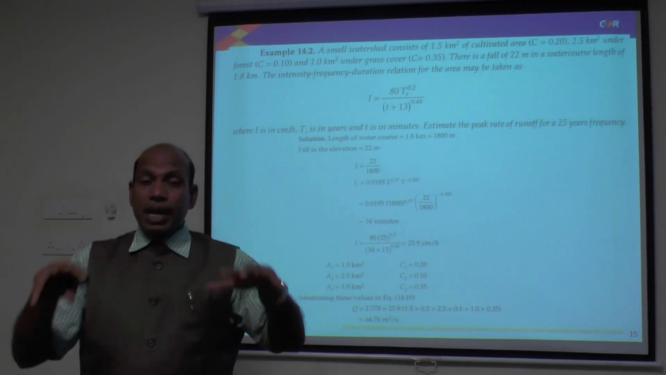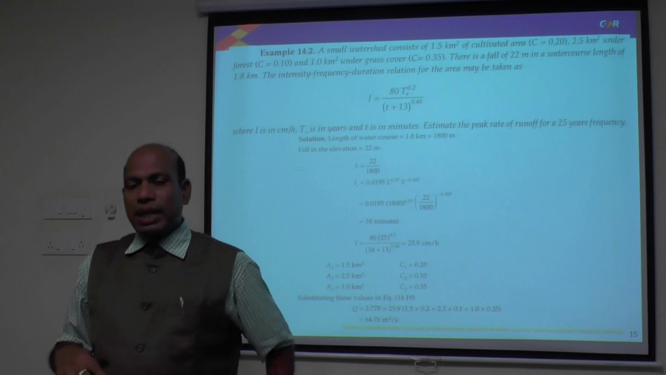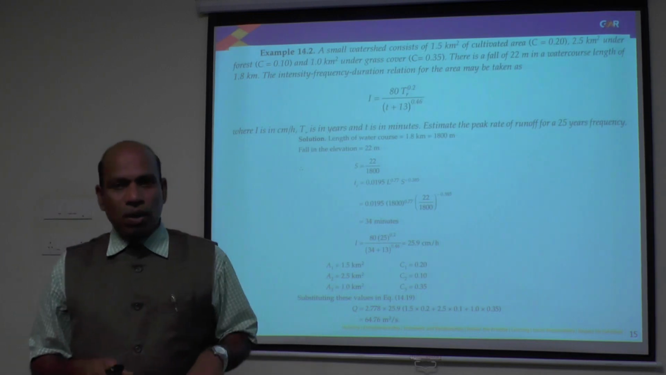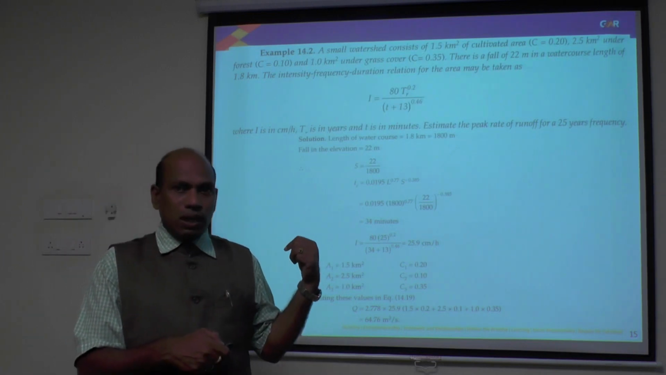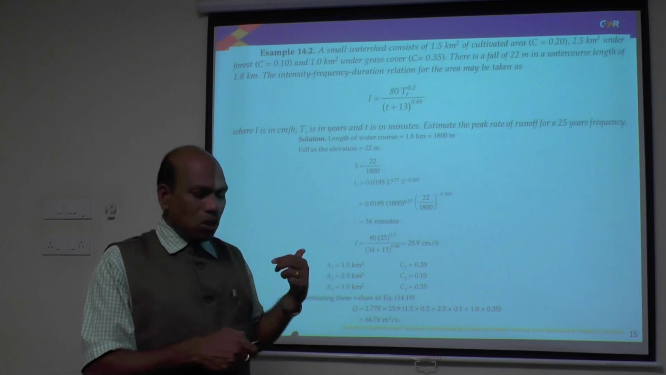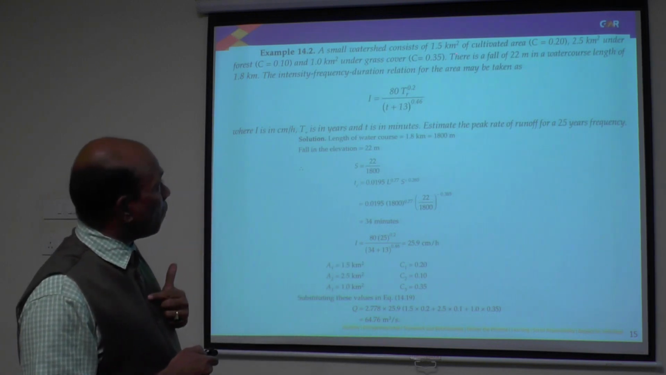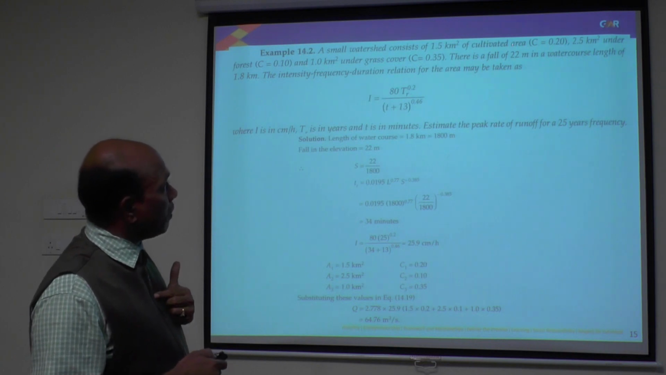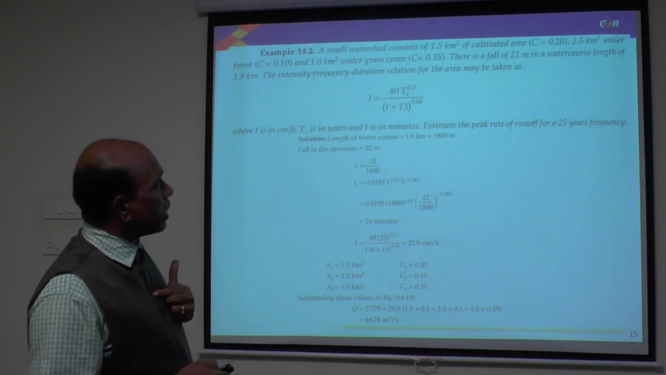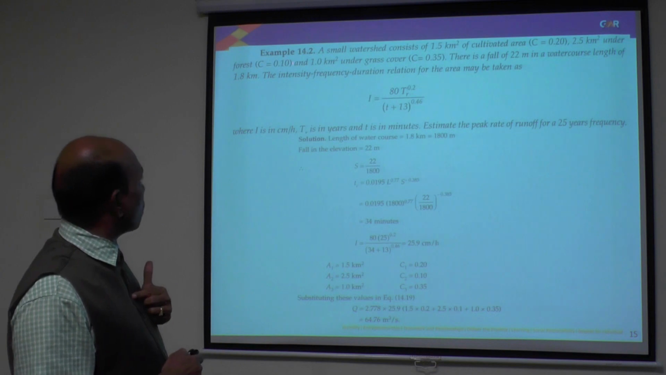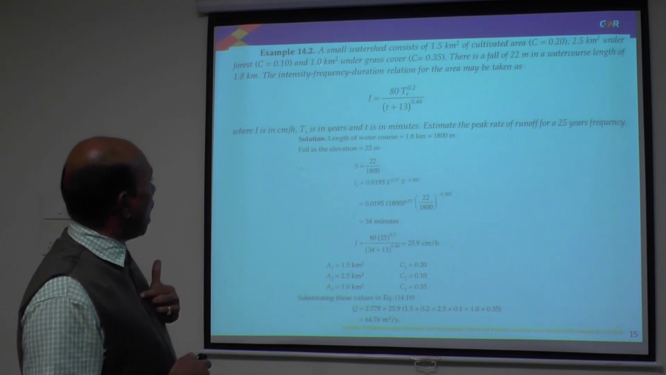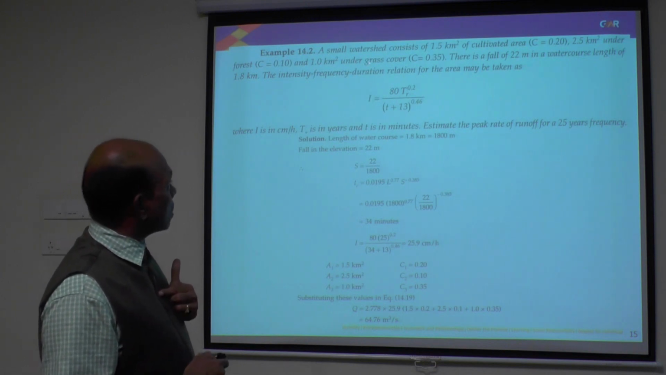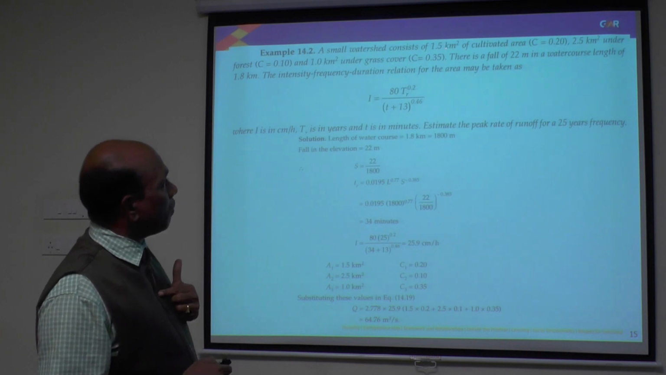Once the area of a particular surface varies, the C value also varies. Here they have given something different from the earlier problem. The 1.5 square kilometer area has this C value, and this is the cultivated area. The 2.5 square kilometer area has this C value, and this is the forest area. And the 1 square kilometer area is grass cover, with this C value.